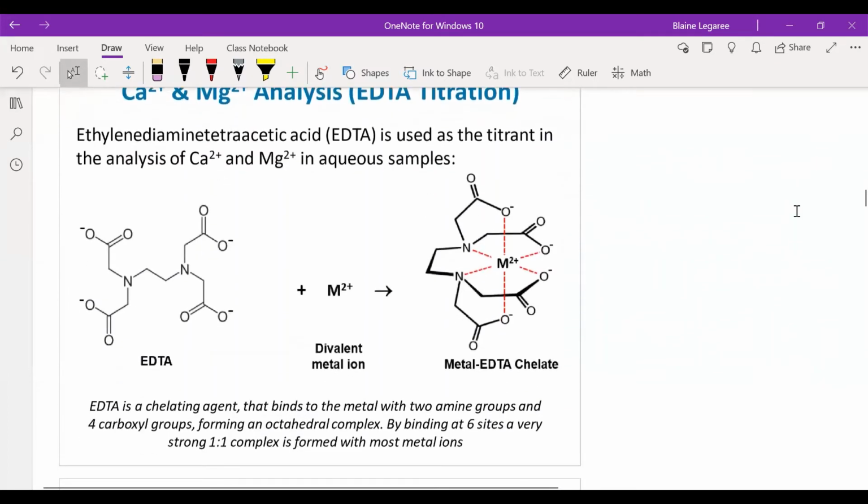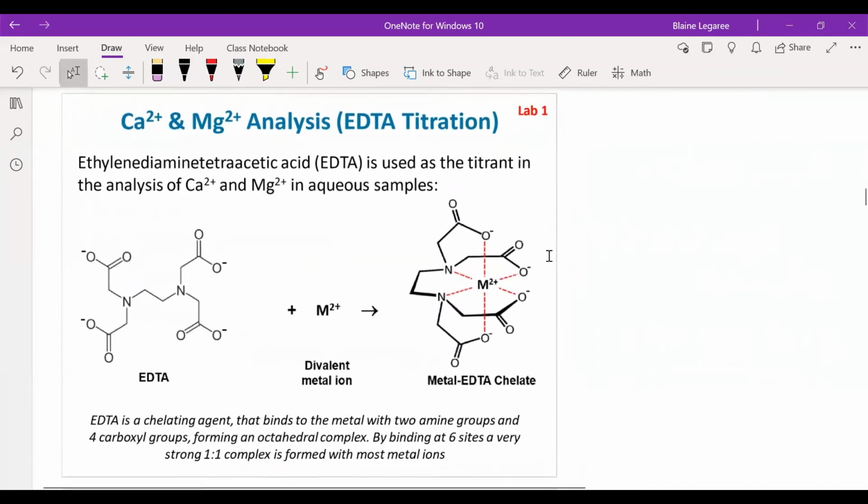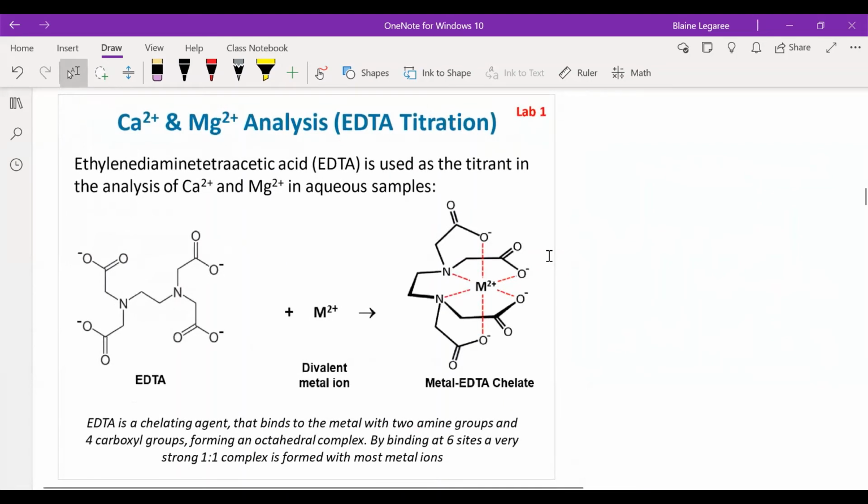So on the topic of hardness, I just wanted to talk about last week's lab. In last week's lab, you were measuring calcium and magnesium by doing titration. EDTA is actually found in shampoo, and for that reason, it takes away the calcium and magnesium and makes the water softer. So this is a 1-to-1 reaction. And you can do a titration with EDTA and a colorimetric agent, and that way you can measure exactly how many ions of calcium and magnesium are in that solution.